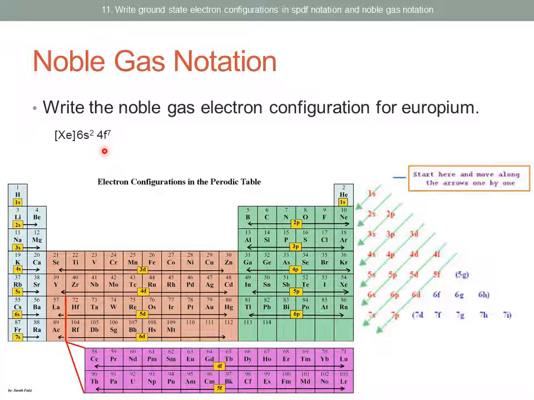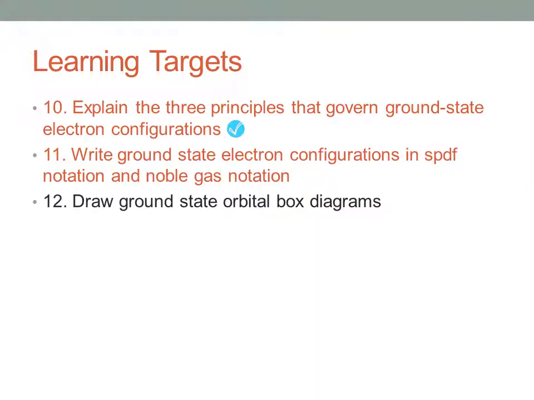4f7. And if we count over, we can see that europium is 1, 2, 3, 4, 5, 6 elements over. You might be wondering why it's 4f7. Well, that's because we have to count the first element there, lanthanum, as well. So if we count that one, 1, 2, 3, 4, 5, 6, 7, we get our 7th spot. So there's the electron configuration for europium.